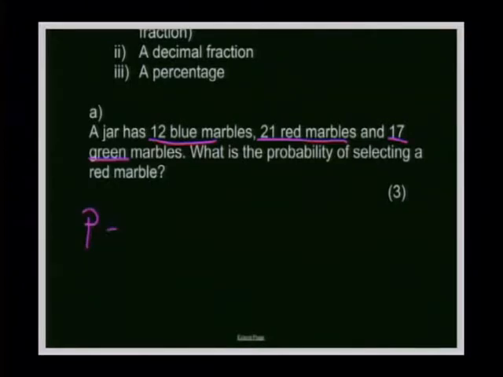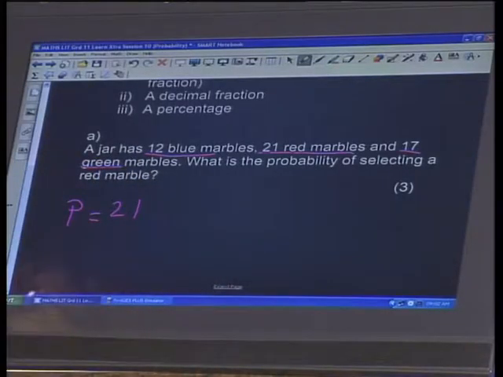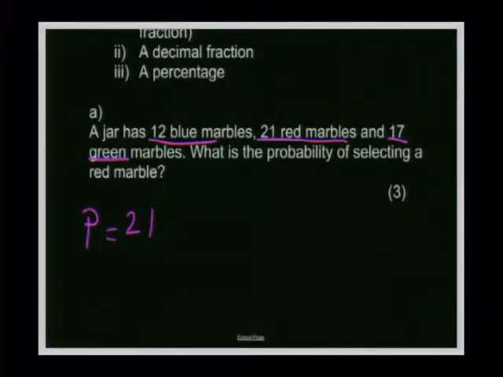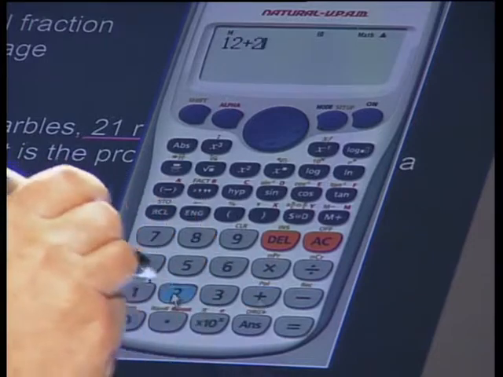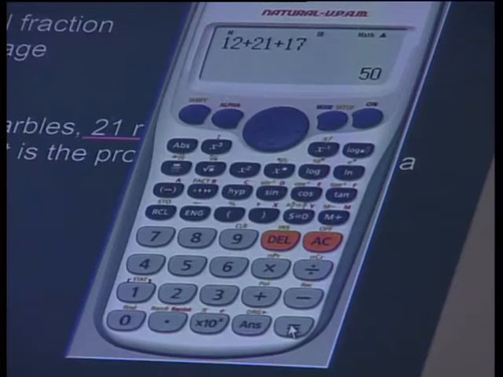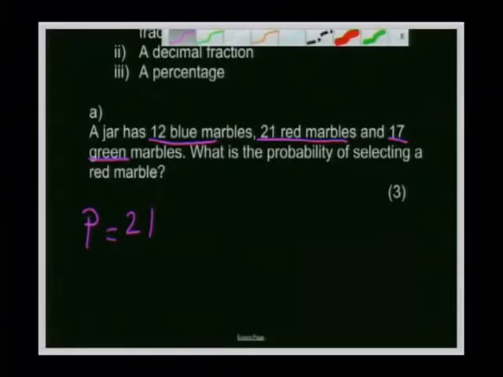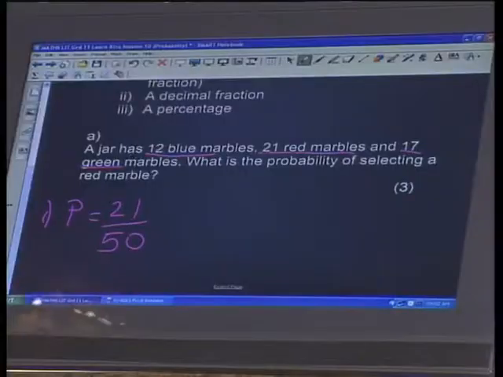So my probability is my favorable event. My favorable event is my red marbles. So how many red marbles have I got? I've got 21 red marbles, out of a total possible, now we need to add these up. You can use your calculator if you'd like. So let's just do that and double check. We had 12 and 21 and 17, so we had 50 marbles in total. So go back to here. It was 21 out of 50. We don't have to simplify, and that is part 1 of our solution.